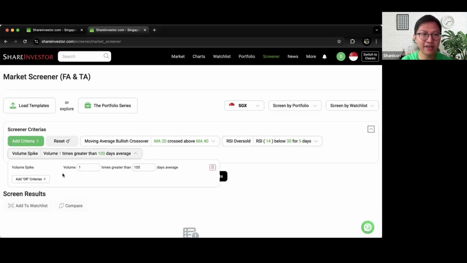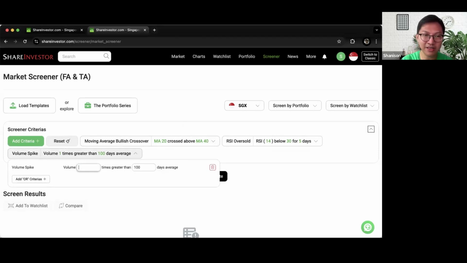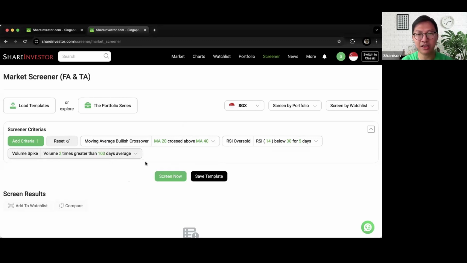And for volume spike, the volume has to be, let's say, 1 times or 2 times. So you can define how many times is considered a surge, greater than the average of the past 100 days or 50 days. So you can customize for that. If you feel that maybe 1 times is not enough, you have 2 times the 100 days average. And this is the result. Then you can click screen now to screen for it.